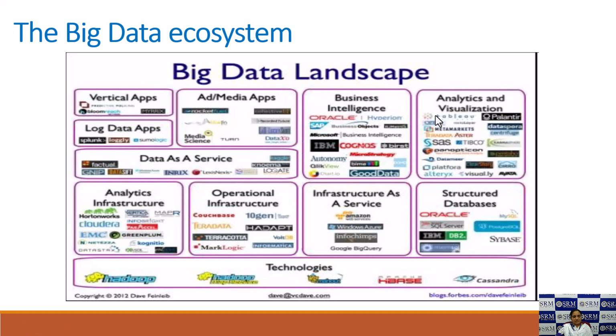If you see the big data ecosystem landscape, so many components are there. Vertical apps, media apps, business intelligence, and analytics and visualization, which is very important because dashboards are the famous thing. We have infrastructure as a service and platform as a service, where you have structured databases, operational infrastructure, analytics infrastructure, and data as a service. All these are the technologies used for the big data landscape. For analytics and structured databases, we use Cassandra, and it is very useful for big data landscape analysis.